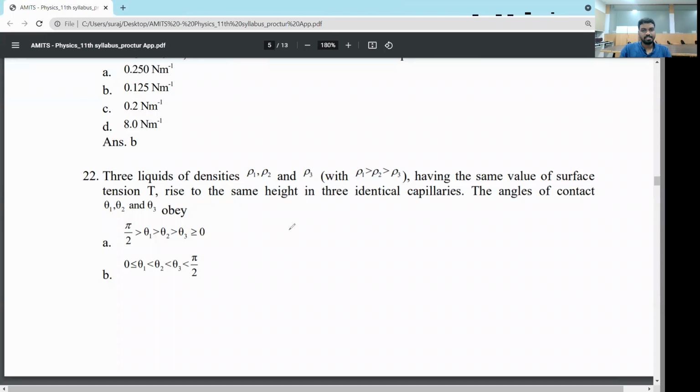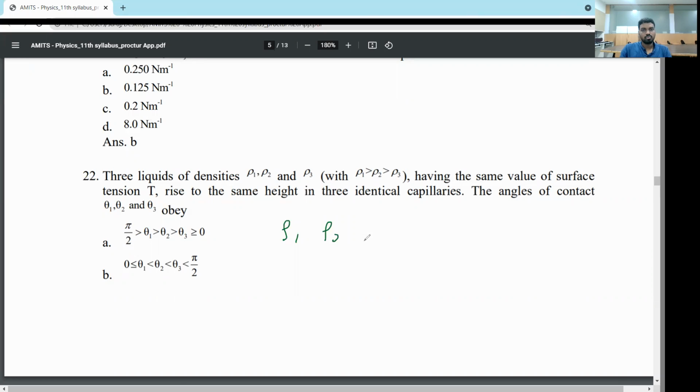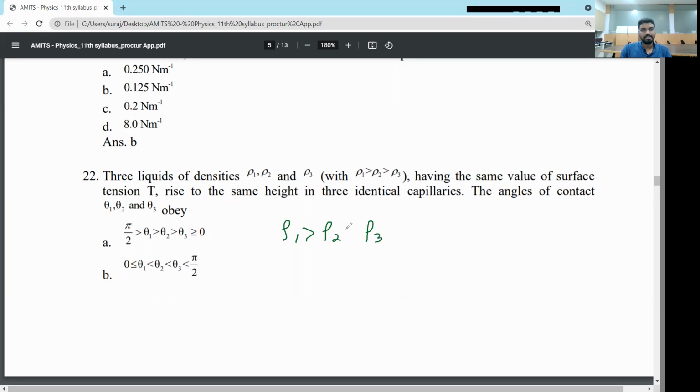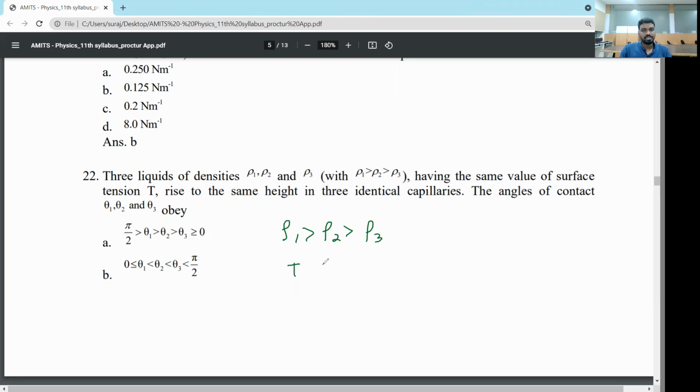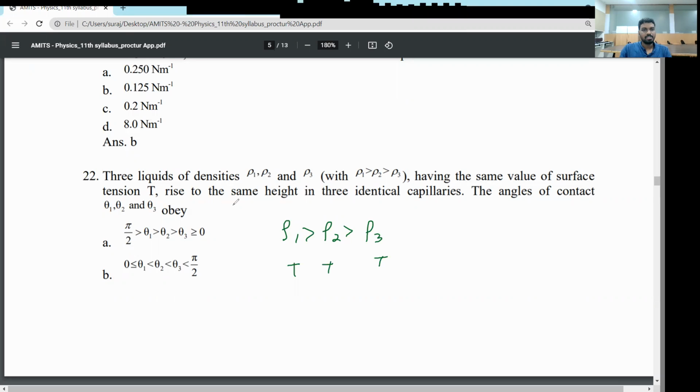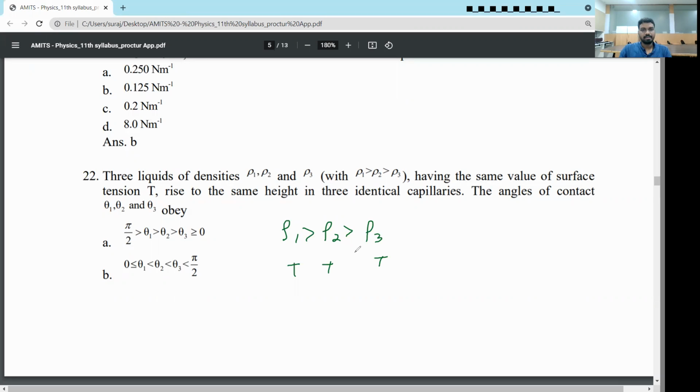Three liquids of densities rho 1, rho 2, rho 3, with rho 1 greater than rho 2, having the same value of surface tension. Surface tension is the same. They rise to the same height in 3 identical capillaries. Height of capillary rise is also the same.